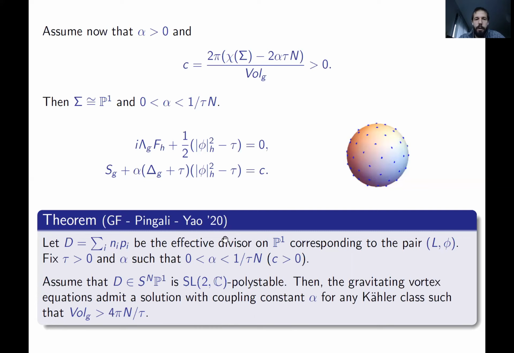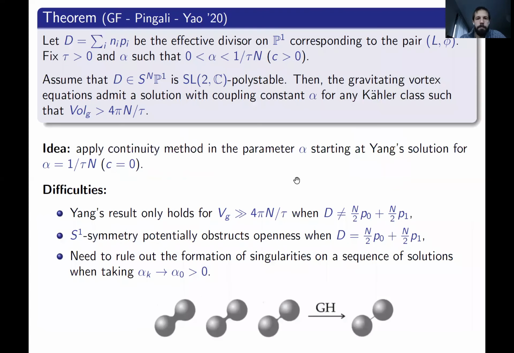Of course, there is a converse for this given by the previous theorem that I mentioned with Vamsi Pingali, Garcia-Prada, and Alvarez-Consul, which tells you that if you have a solution, then necessarily you are in the polystable case. Okay, so let me explain the idea and what are the difficulties for implementing this idea. So this is just the theorem again. So if you read it, don't read it again.